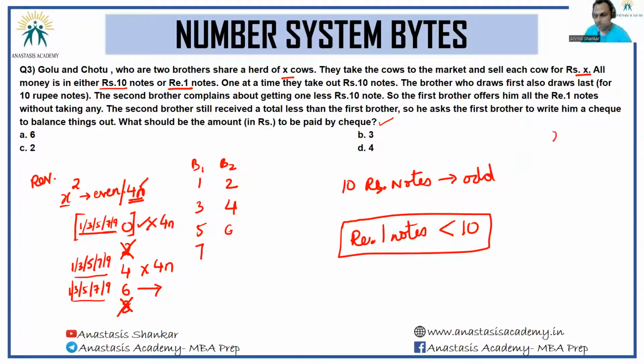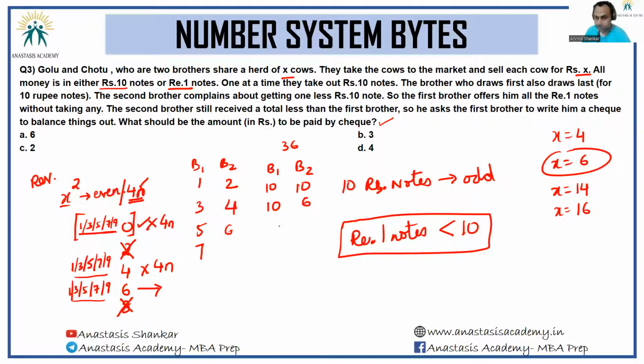So you can go ahead and assume x to be 4, or you can assume x to be 6, or 14, or 16. Whatever you choose to do. I'm working with x equal to 6. The total money is 36 rupees. Brother 1 got 10 rupees. Brother 2 got 10 rupees. Brother 1 got 10 rupees, and all 10 rupees are used up. And now brother 2 got the 6 rupees.